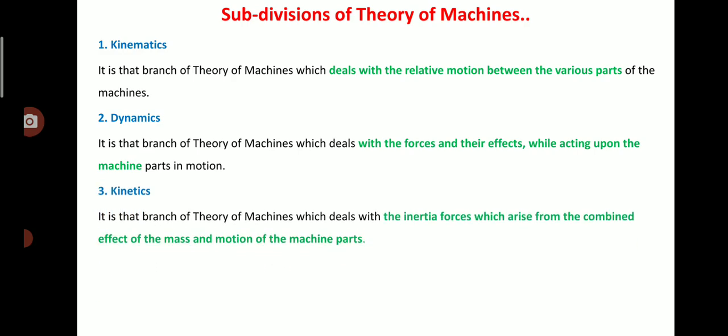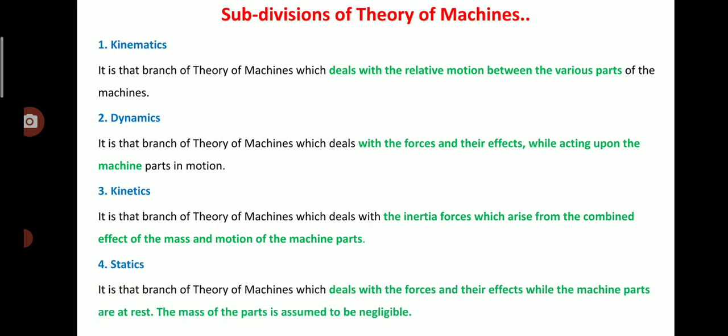Third is kinetics. How is it defined? It is that branch of theory of machines which deals with the inertia forces which arise from the combined effect of mass and motion of the machine part. So in kinetics, the mass is going to be considered and the inertia forces are considered, and this way this branch, kinetics, deals with the inertia forces which arise from the combined effect of mass and the motion of the machine parts.